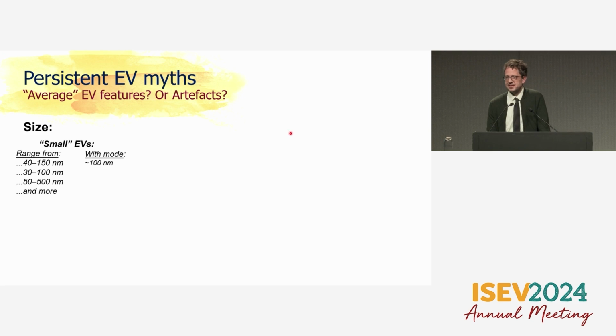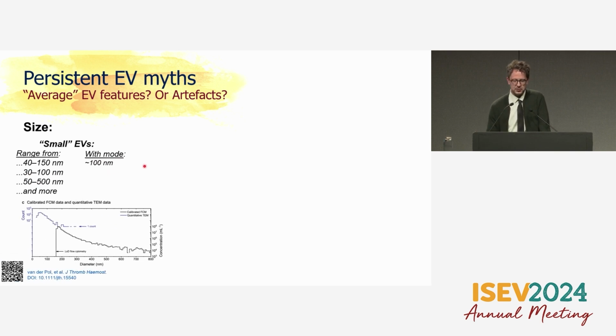And then the size, this is another persistent myth. If you look at any papers, everyone's confused. If I look at my own papers from the past 10 years, I don't think I used the same size range once. So they're 40 to 150, maybe 30 to 100, maybe 50 to 500. Most people agree that the mode is 100, which now we know is not true.